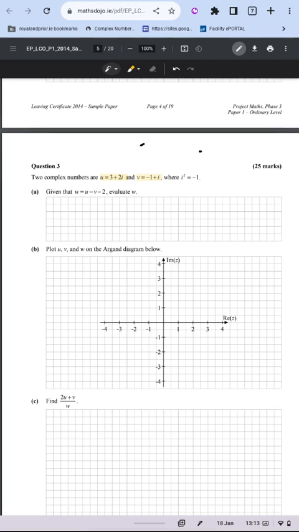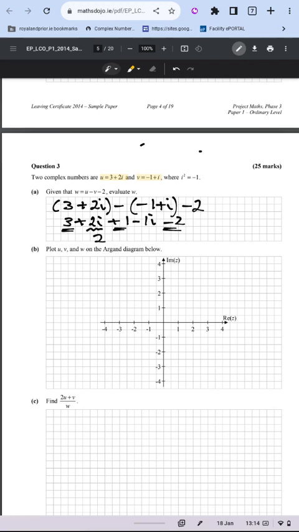Given that w is equal to u minus v minus 2, so I'm just going to sub it in. Whenever there's a u, I'm filling in 3 plus 2a. I'm putting brackets in it because of that minus sign. What am I filling in for v is minus 1 plus a, and then my minus 2 at the end. So get rid of the brackets. 3 plus 2a, minus and a minus makes it plus 1, minus 1a, minus 2. Add together your real bits. 3 and 1 is 4, minus 2 is 2, and your imaginary bits.